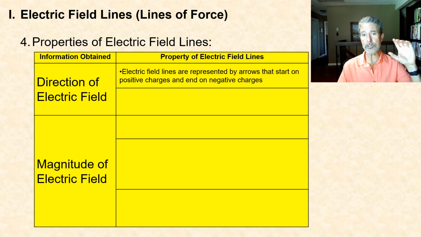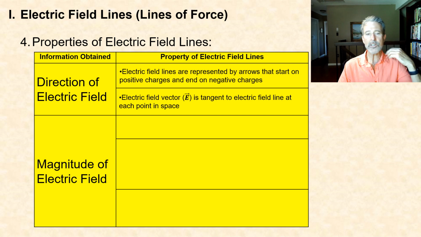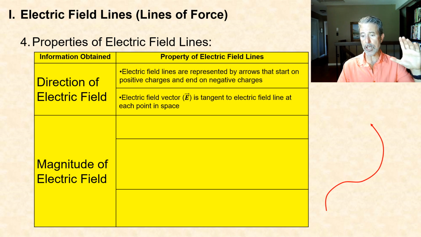In this way, we see that the direction of the electric field line at a given point in space can be defined exactly the same way as the direction of an electric field vector at that point in space. Namely, we look at the direction of the force on a positive test charge at that point in space. So we can also say that the electric field vector is tangent to the electric field line at each point in space.